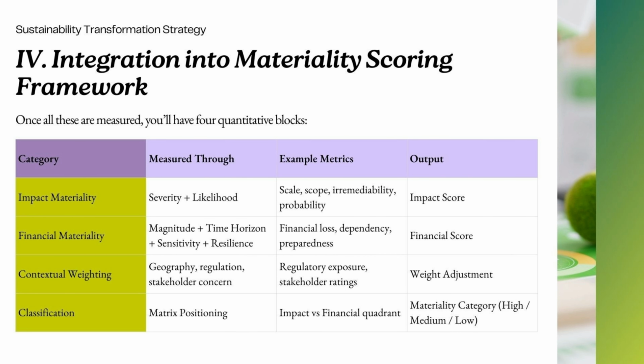Instead of dozens of disconnected assessments, decision makers see a structured view of which sustainability topics require immediate action, strategic planning, or monitoring. The key takeaway is that materiality scoring is not about numbers for their own sake. It is about creating a transparent, repeatable, and defensible process for prioritizing sustainability issues.